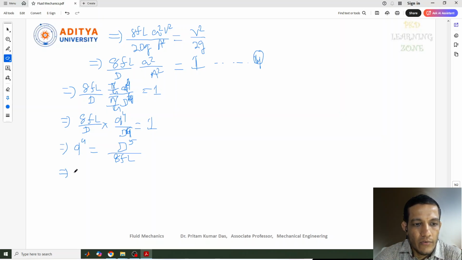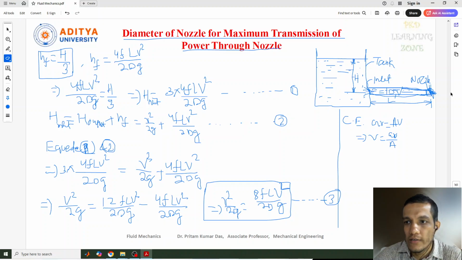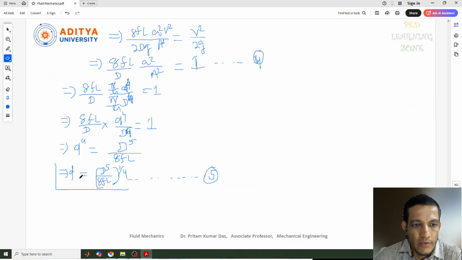Now we need to find the value of the diameter of the nozzle. So small d equals, we can write, capital D to the 5 over 8FL, all to the power 1 by 4. This one we can write, and this gives the equation 5. So what was our motto? The diameter of the nozzle. I told you, here it is, the small d. So finally we got small d equal to D to the power 5 by 8FL, whole to the power 1 by 4.